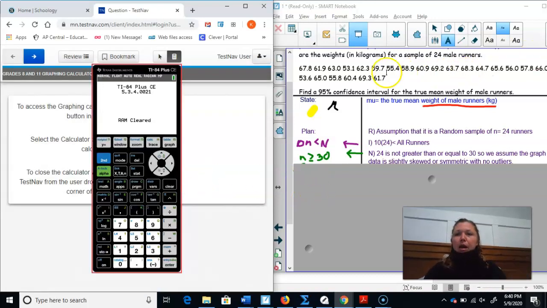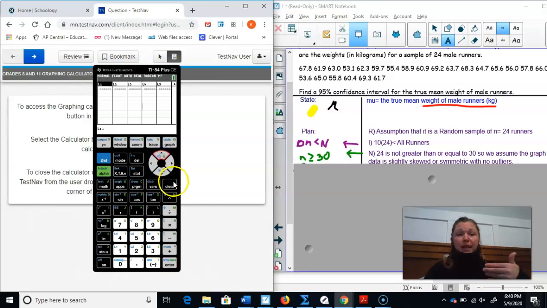Okay. Now I have all of this data here and I need to find the statistics for it. So what I'm going to do is go to this button right here where it says stat. I'm going to hit enter on edit. Now, if you have your own graphing calculator, you want to make sure that you go up and clear that list if you have stuff in there.